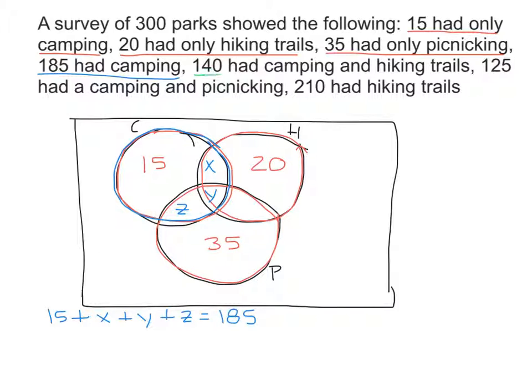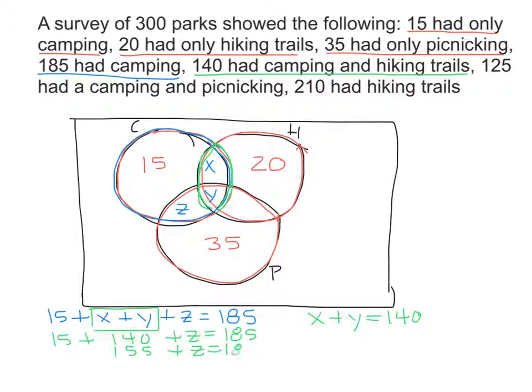The next sentence says that 140 had camping and hiking. So camping and hiking is going to be this little middle wedge right here, the X plus the Y. So I know that the X plus the Y needs to be 140. So I can actually use that over in my other equation. I know that X plus Y has to be 140, so 15 plus 140 plus Z is 185. If I take 15 plus 140, I'm going to get 155 plus Z equals 185. And then if I subtract 155 from both sides, I know that Z has to be 30.